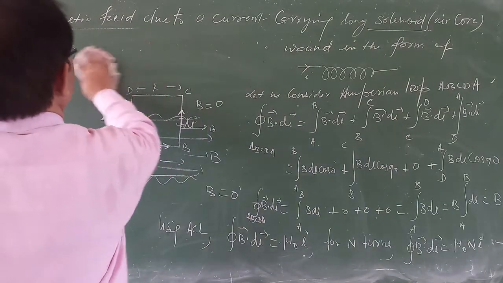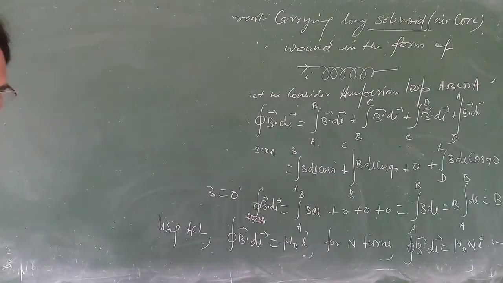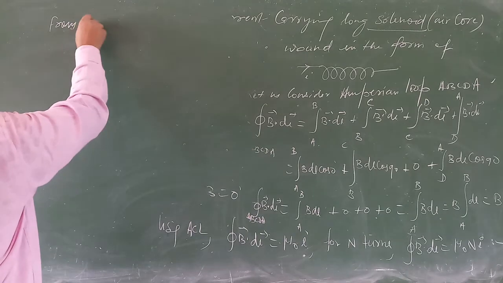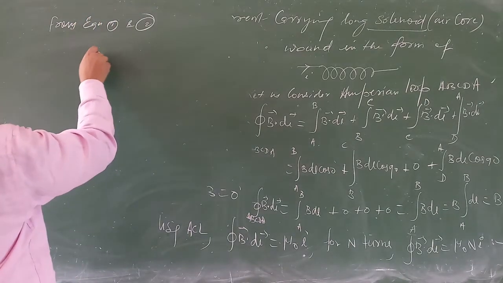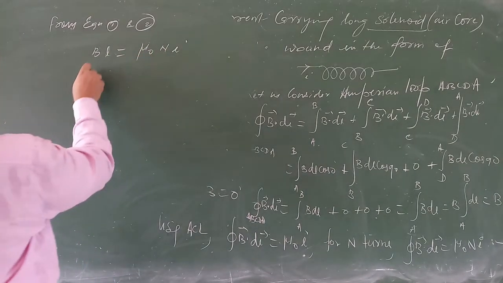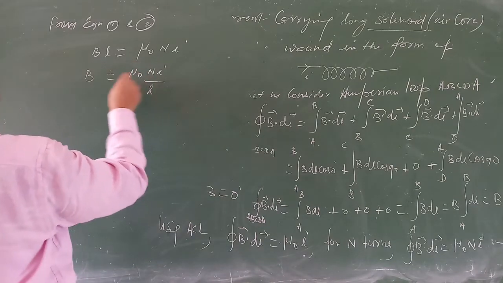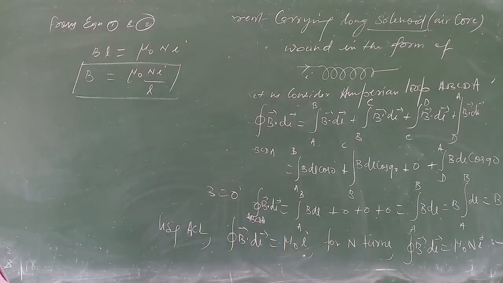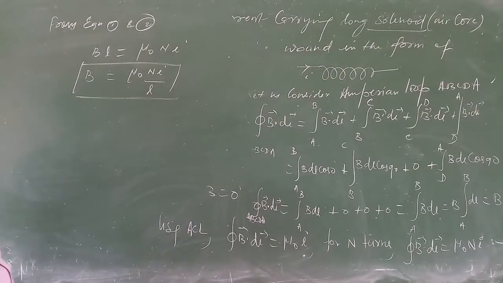So from equations 1 and 2, you can write BL equal to mu naught n I. Therefore, B equal to mu naught n I upon L. So this is the magnetic field in a current carrying solenoid, where n is the number of turns, I is the current, and L is the length of the solenoid.